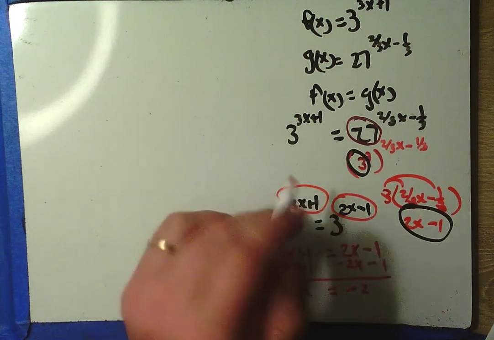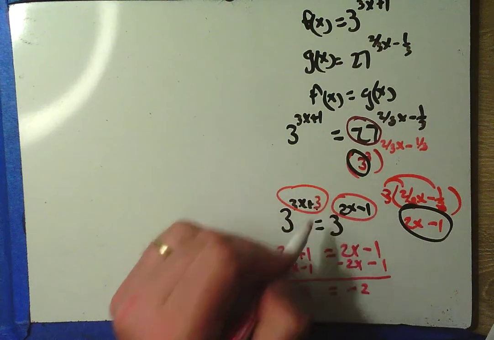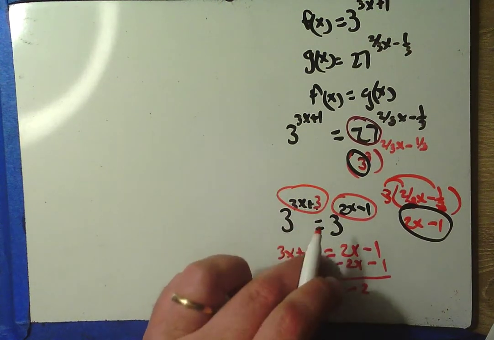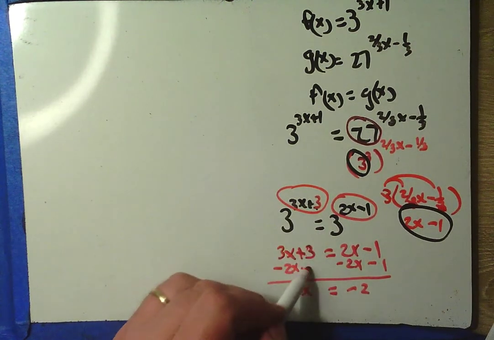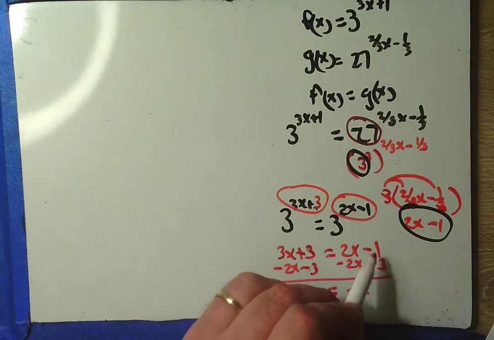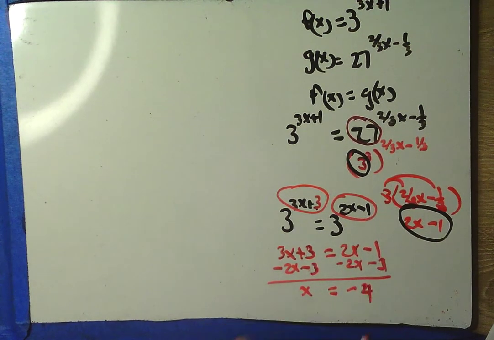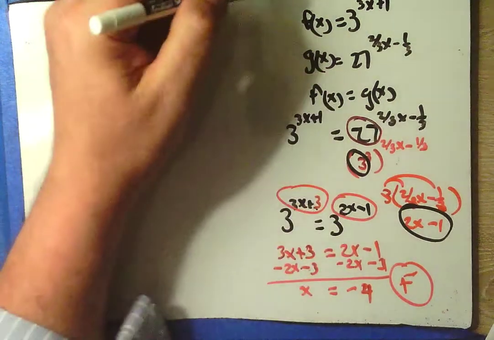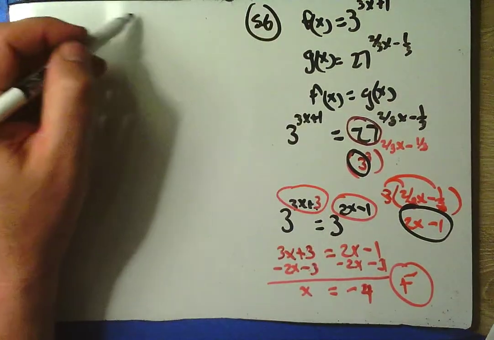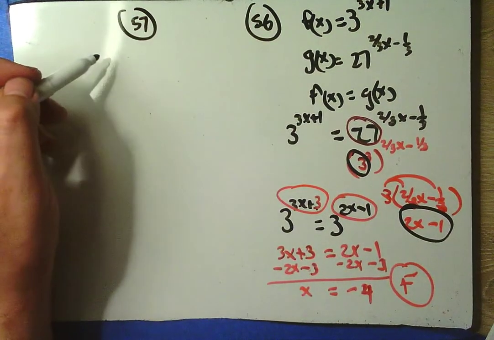Oh, that says +3, not +1. I miss being able to read. I really do miss being able to read. So I'm going to subtract 3 from both sides. So -1 minus 3 is -4. Okay, and so that's choice F for number 56. Number 56 is F.